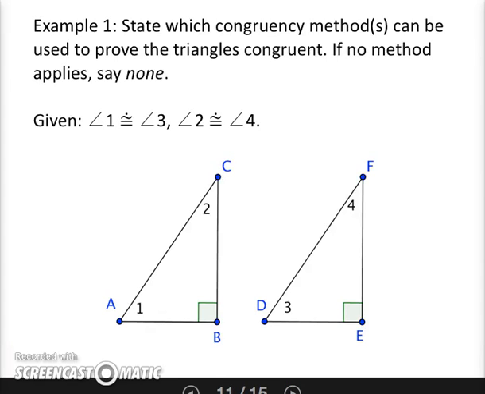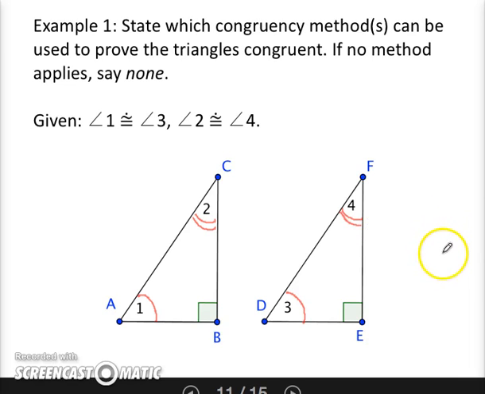Let's do an example problem. State which congruency methods can be used to prove the triangles congruent. If no method applies, say none. Okay, we're given angle 1 is congruent to angle 3, and angle 2 is congruent to angle 4.